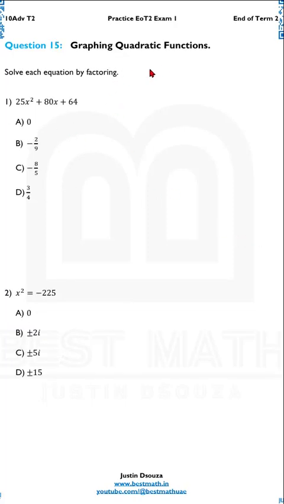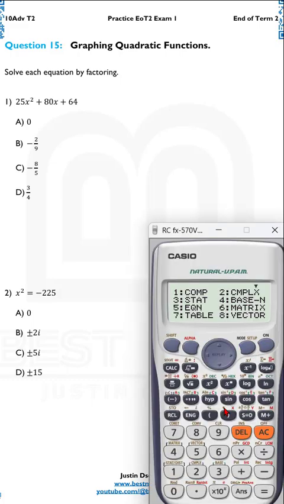The last problem is graphing quadratic equations. It's basically solving them. You need to solve these equations. Let's take our calculators. All you need is mode 5 and 3. Type in the coefficients: 25, 80, and 64. It's only one answer, minus 8 by 5. That's it. So the option C is the correct answer.